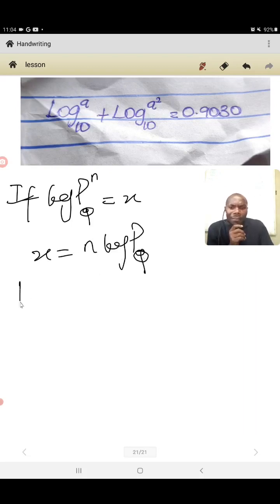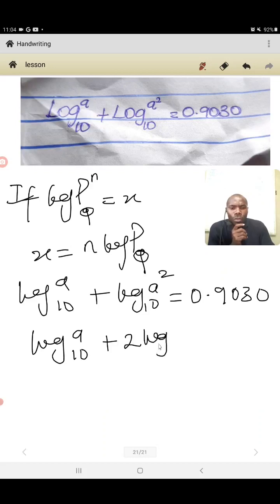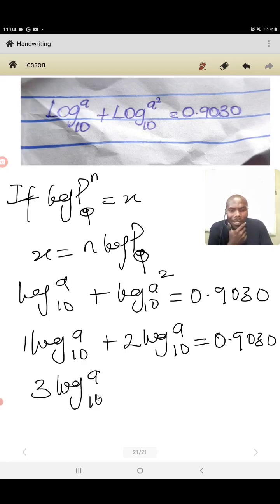So now if you have log a base 10 plus log a square base 10 is equal to 0.9030, you have to apply this law to the second one, which gives log a base 10 plus 2 log a base 10 is equal to 0.9030. So now this is one of this, two of this. So the total will give you 3 log a base 10 is equal to 0.9030.